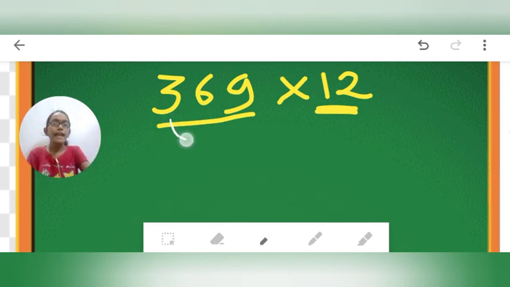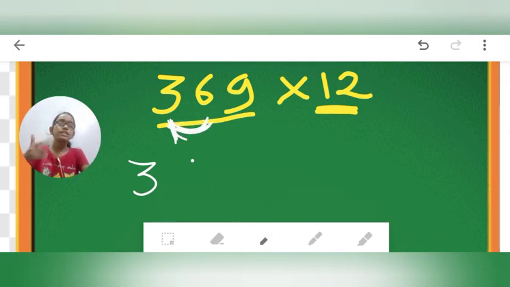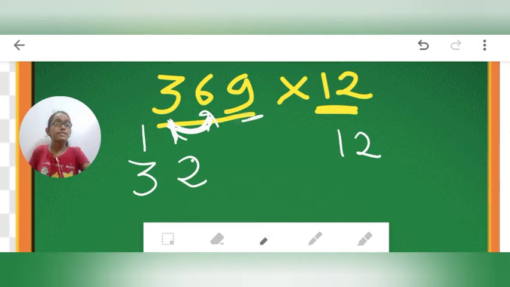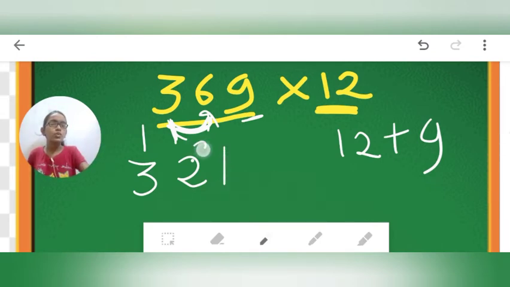What we will do: 3 into 2, 3 2s are 6. So first write 3 as it is, then 3 2s are 6, and then 6 plus 3. Then 3 2s are 6, and 6 plus 6, that is 12. Write 2, and 1 will go carry. Then 6 2s are 12. Now do 12 plus this 9. Simple. 12 plus 9 is 21. Write 1 here, and 2 will go carry.